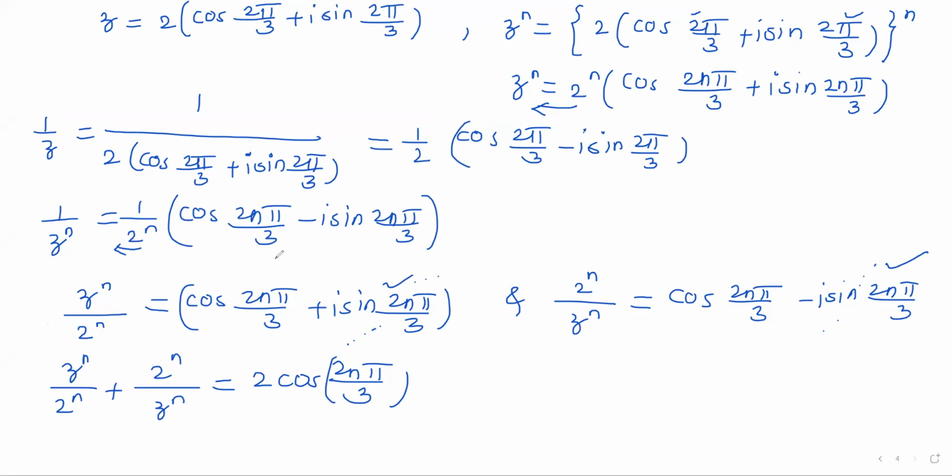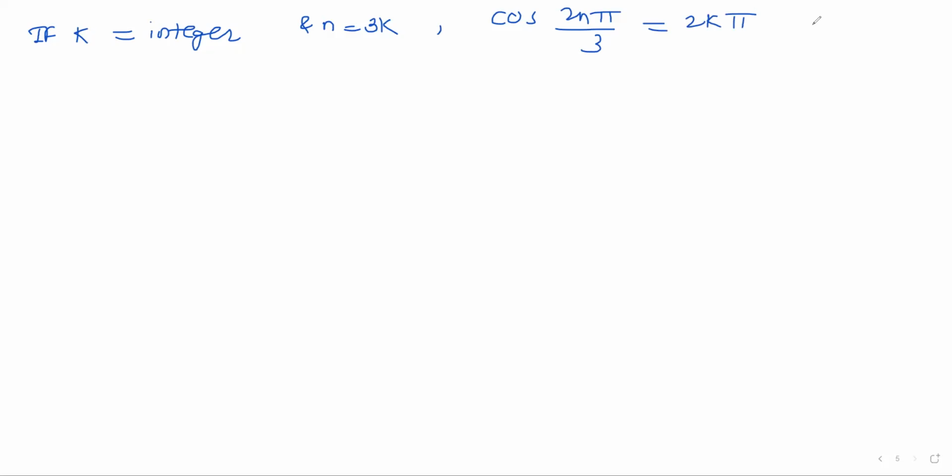अब ये क्यों कर रहे हैं हम लोग? If I cross multiply these two terms, this will become z raised to 2n plus 2 raised to 2n, and then we have to see the simplification. For that I will shift to the next page. If the value of k is an integer, and n is equal to 3k for our simplification purpose, then cos of 2n pi by 3 becomes cos of 2 into 3k pi by 3. So the 3 gets cancelled, this will become 2k pi, and we all know that cos of 2k pi is nothing but 1, right?